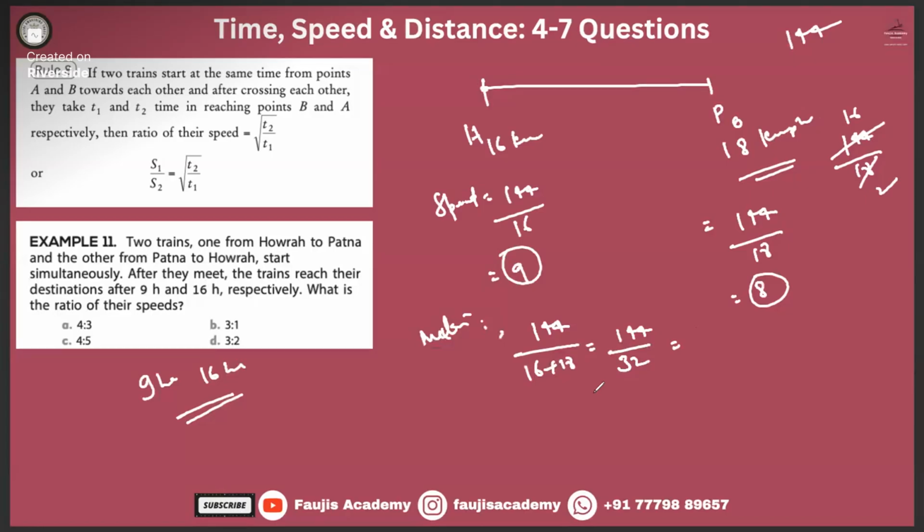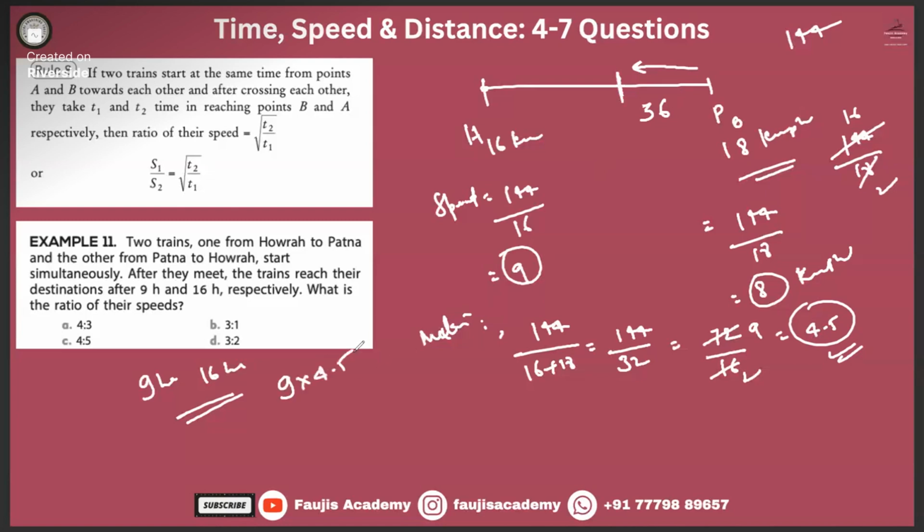72, 36. It's very hard for us to find this 36. So let's just take the meeting point is this one. So 72 by 16, it's 4.5 hours, right? 4.5 hours. And this is traveling at the speed of 8 kmph. So it must have traveled from here to here in 4.5 hours, 32 plus 4, that means 36 kilometers. And in 4.5 hours, 9 into 4.5, 36 plus 4.5.